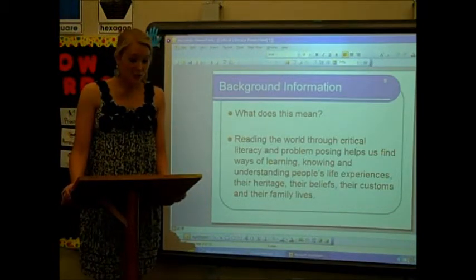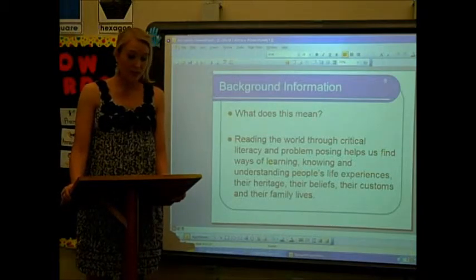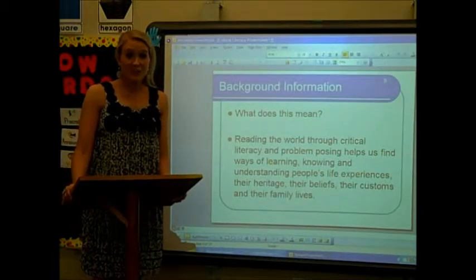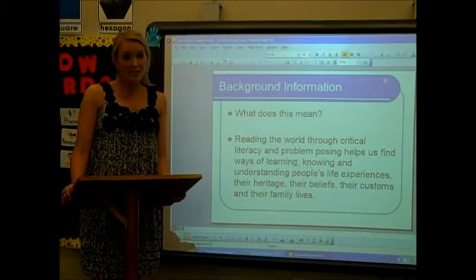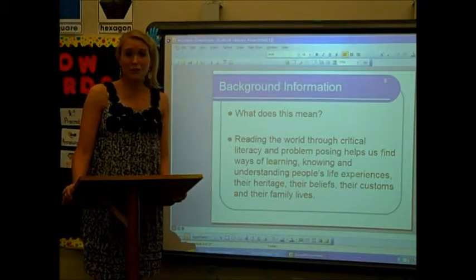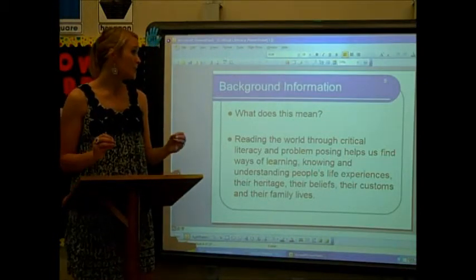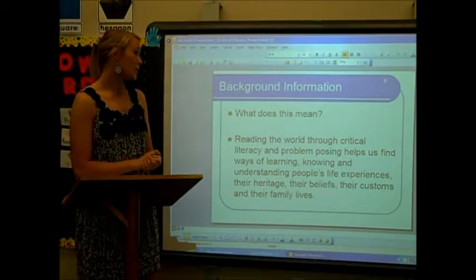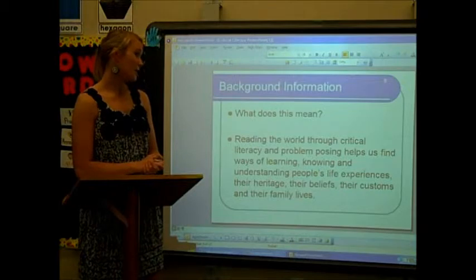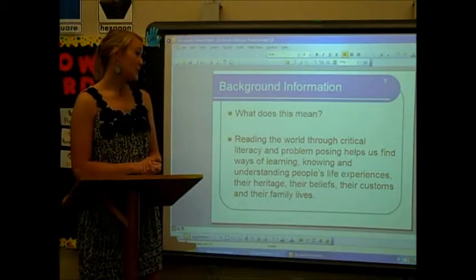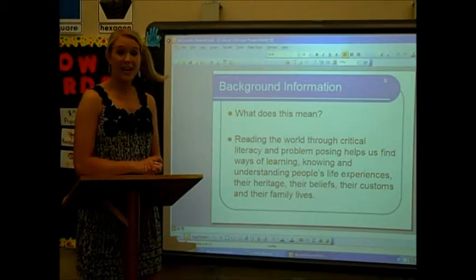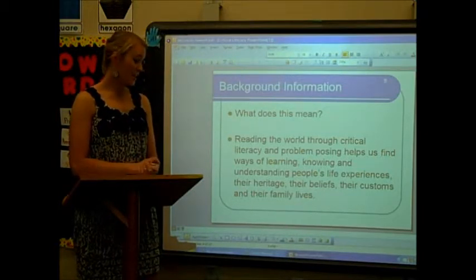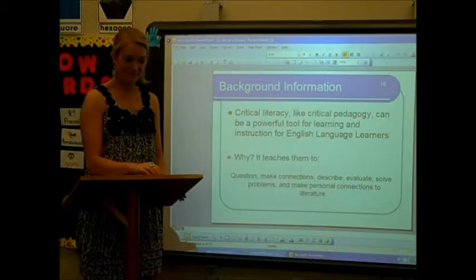It means that as teachers, we cannot simply ignore the minorities in our classroom and teach their standard reading programs that at best make feeble attempts at trying to include other cultures. We must practice critical literacy in our classrooms. Reading the world through critical literacy and problem posing helps us find ways of learning, knowing and understanding people's life experiences, their heritage, their beliefs, their customs, and their family lives.